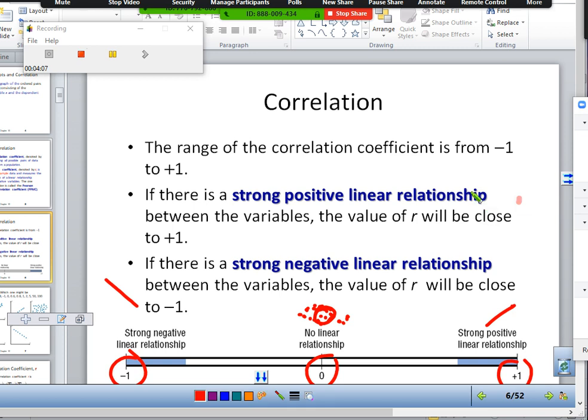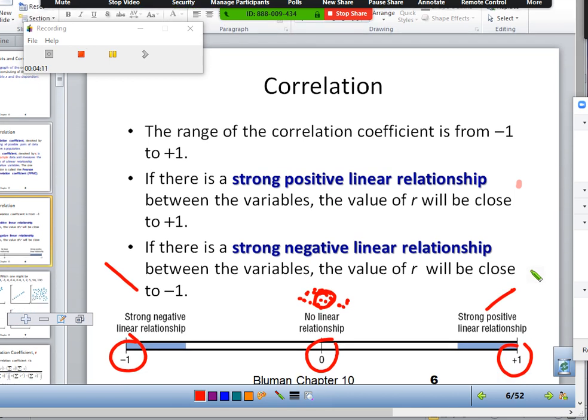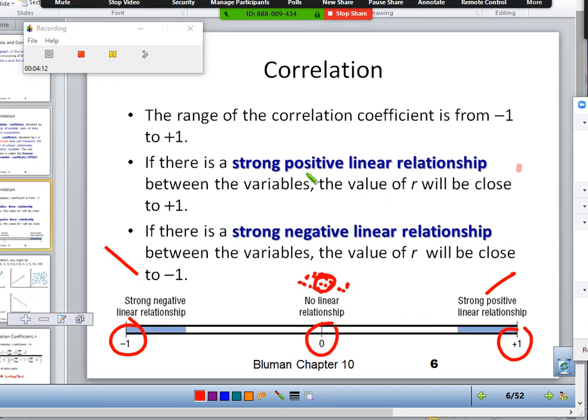Correlation. So if there's a strong positive linear correlation, then it's going to be close to +1. If there's a strong negative linear correlation, it's going to be close to -1. So our correlation coefficient goes from -1 to +1. +1 is a perfect line with a positive slope. -1 would be a perfect line with a negative slope. And then 0 is when there is no relationship at all.